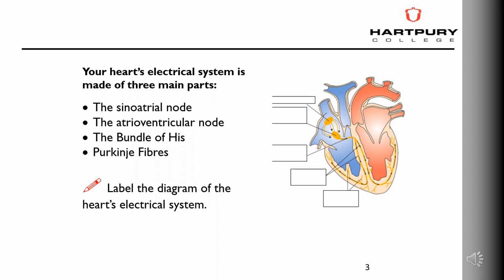So we should have, in order then, the sinoatrial node, that first circular node at the very top, the atrioventricular node, the AV node second, underneath that, the bundle of His, the two runners running off that second node, and the Purkinje fibres at the very base of the heart.